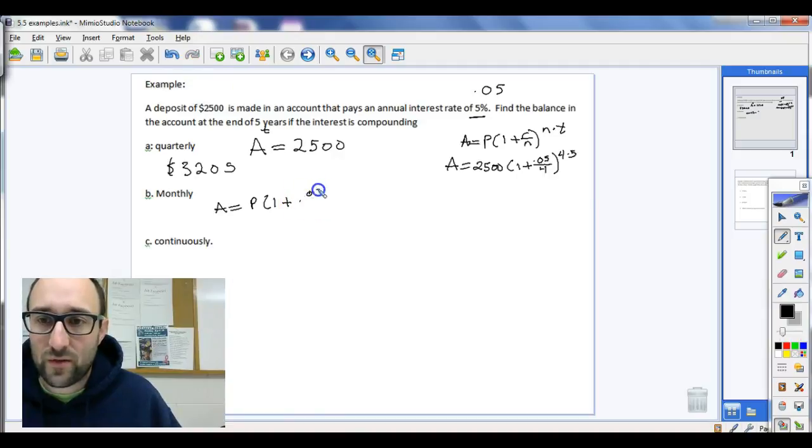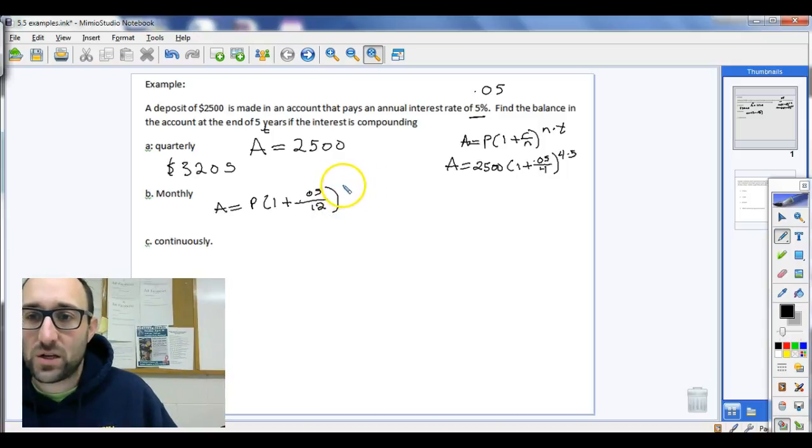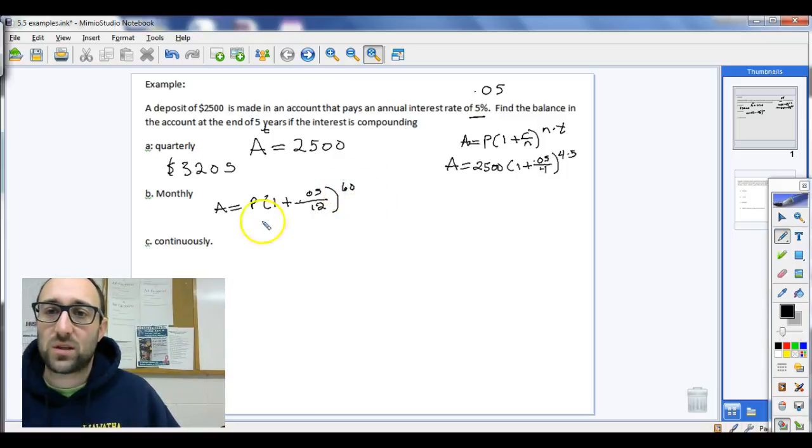It's going to be 0.05. Monthly is going to be 12 times per year, and it's going to be 5 times 12, which is 60. So it's going to be to the 60th power. Okay, so we'll be able to go through and solve that one.